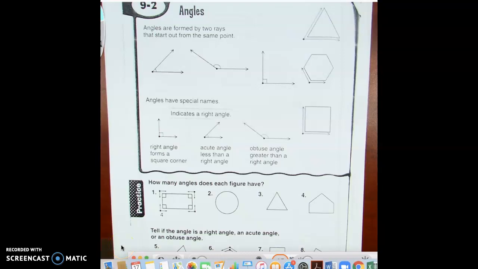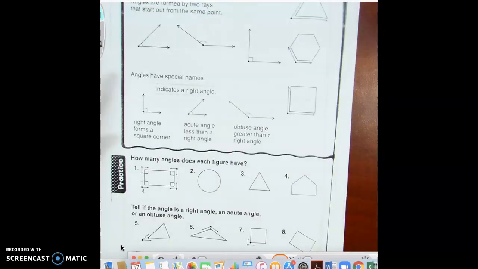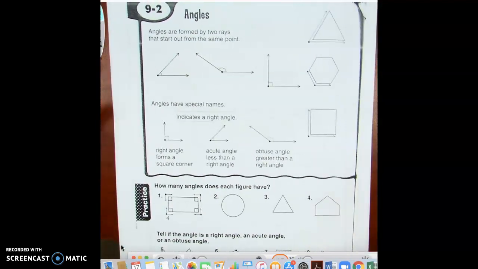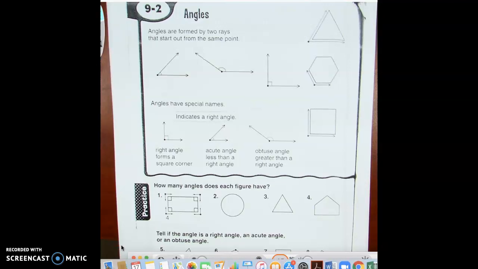Hi, third graders. Today we're going to be on page 306 in your math textbook, but you'll also notice that the same page is printed out in your geometry packet. So if you want to grab your geometry packet, that way you can feel free to write on it, that would be easier. Or you can just use your math book and your spiral. It's up to you. So we are going to be on 9-2 today. That's page 306. And we're going to be talking about angles.